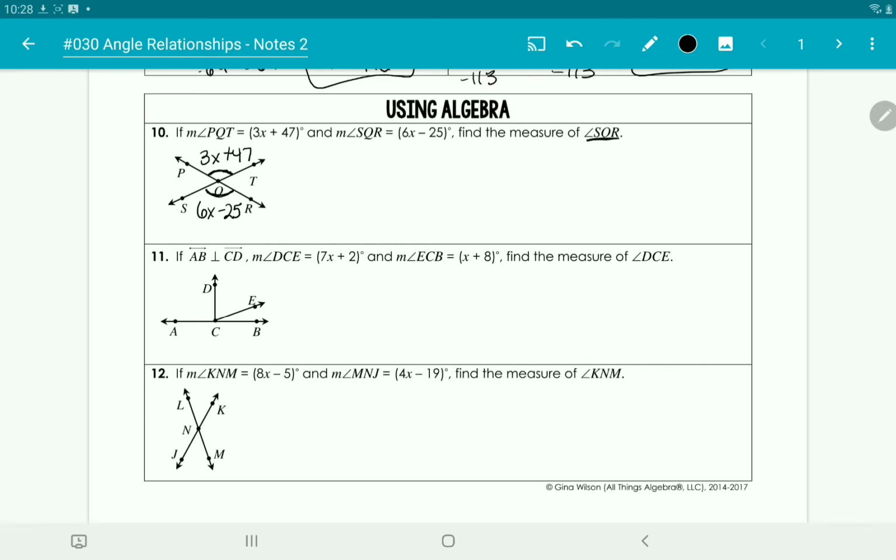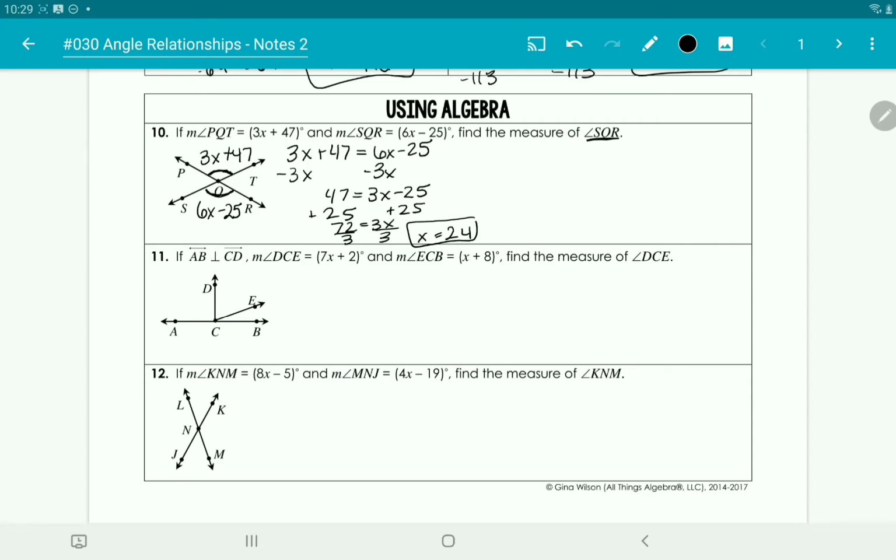So first, we've got to solve for x. These two are vertical angles. You can see they go across the vertex with each other and don't share any sides. So they're congruent. Since they're congruent, they're equal, so we put an equal sign between them. So we have 3x plus 47 equals 6x minus 25. Because they're vertical, then they're equal. Now we can subtract 3x from both sides, giving us 47 equals 3x minus 25. And we'll add 25 to both sides, giving us 72 equals 3x. Then we'll divide by 3 to give us that x is 24.